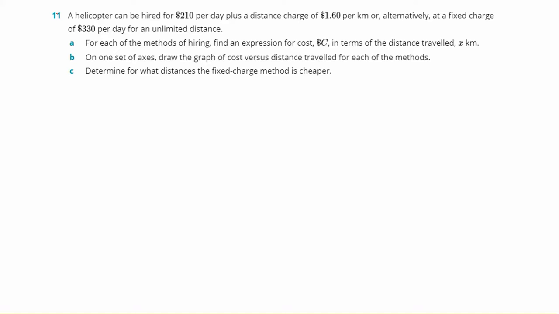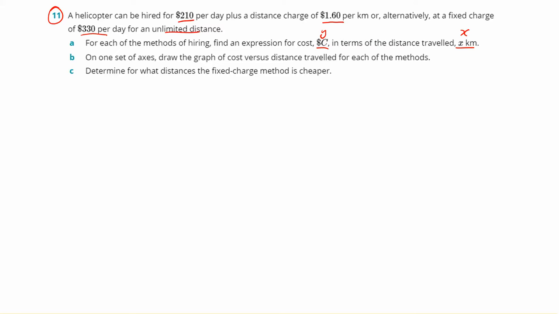For 11 methods, we're going to look at question 11 from exercise 2H. A helicopter is hired for $210 per day plus a distance charge of $1.60 per kilometer. Alternatively, at a fixed charge of $330 per day for unlimited distance. For each of the following methods of hiring, find an expression for the cost C in terms of the distance traveled x. So already we know that C is like our y and x is obviously just our x.